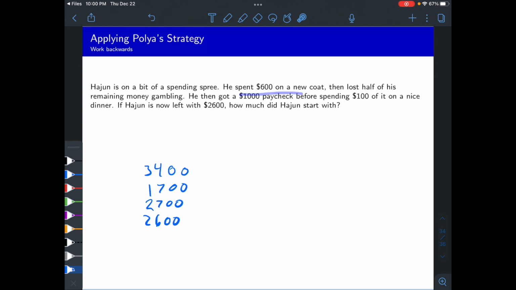And then to finish this off, he spent $600 on a new coat. So if he had 3,400, before that he had 600 more. So he had 4,000 to begin with.